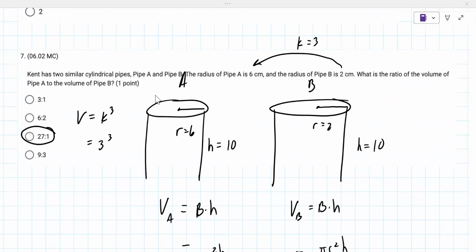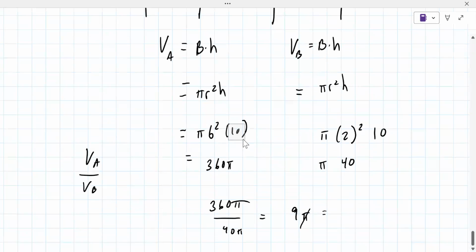I think it says right there, 6.2. Oh, okay, here it is. I'm sorry. Here's the problem. If the height of this one is 10, because they're similar, this one is 30. That changes this to 30, which changes this to 720, 1080. 1080 divided by 40 pi is 27. That's what we were looking for.